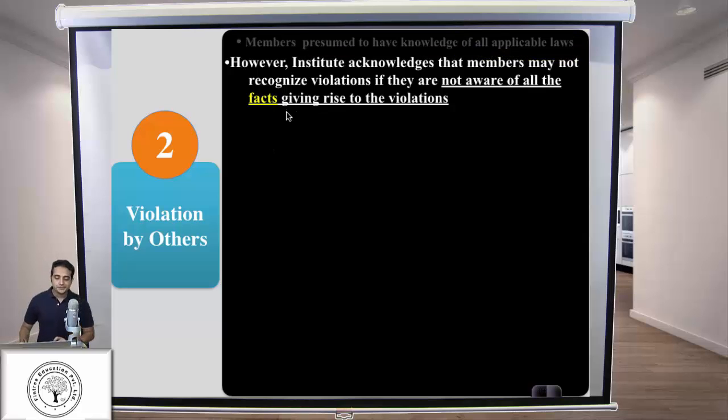This is interesting. However, the CFA Institute acknowledges that members may not recognize a violation if they are not aware of the facts giving rise to the violation. So there is a difference. If you are not aware of the law, that's your problem. But if you're not aware of the fact, then it's fine. For example, you guys are doing something, but I don't know it. We are working in the same group, in the same team, but you guys are smart enough to hide it from me. If that is the case, if you are not aware of the facts, that's perfectly fine. Are we together on this?